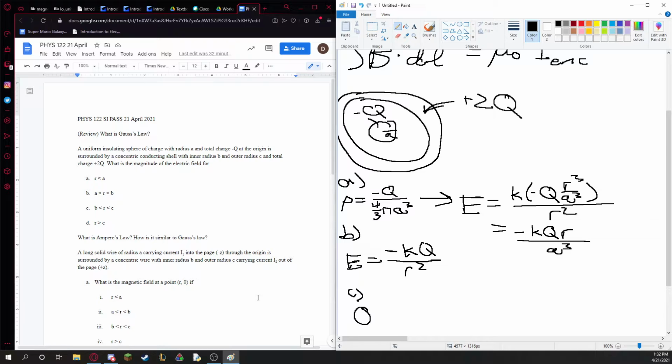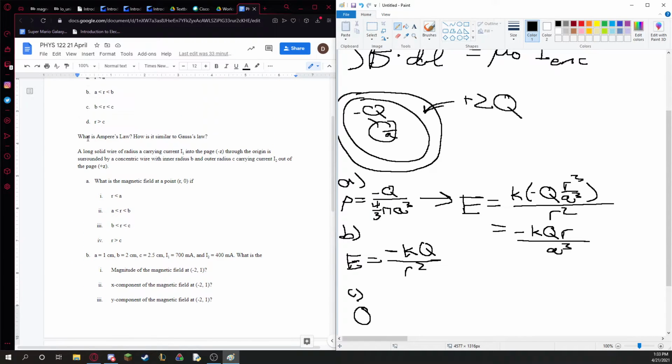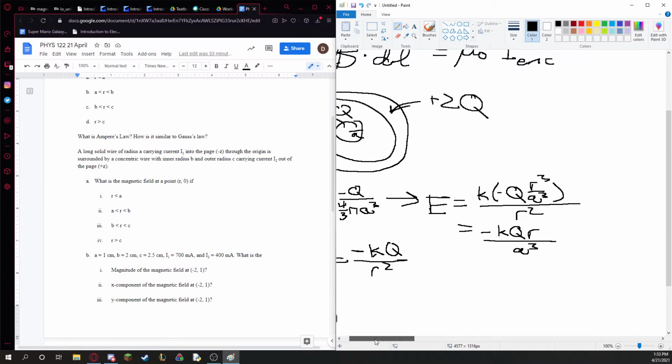So now let's hop into an example where we find the magnetic field using Ampere's law, and it's essentially the same thing. It's just that instead of enclosed charge and electric fields, it's enclosed current and magnetic fields. We're going to have a long solid wire of radius a carrying current I1 into the page.